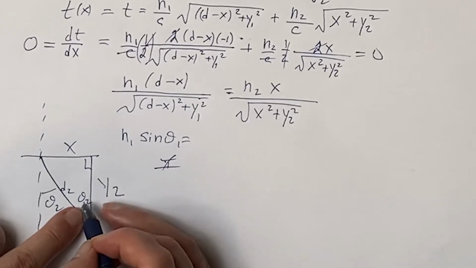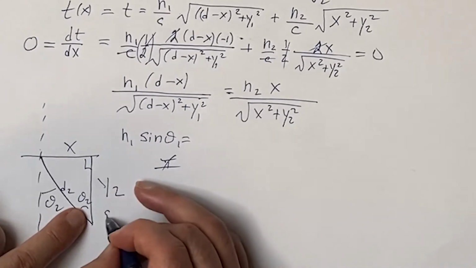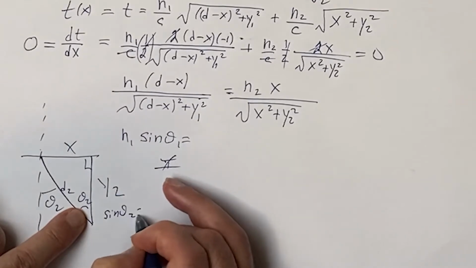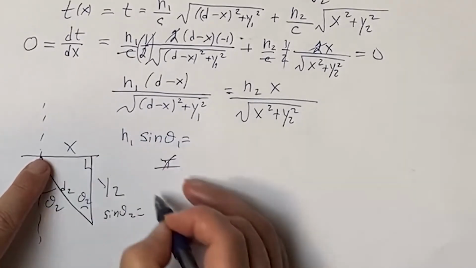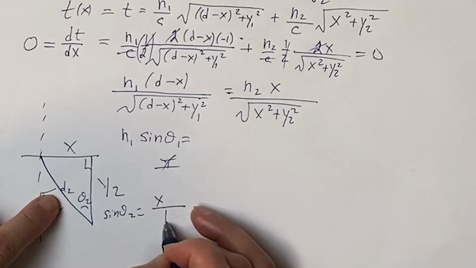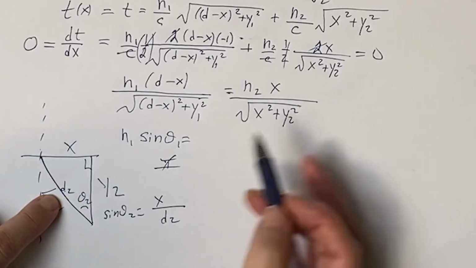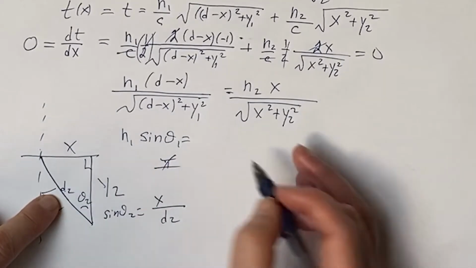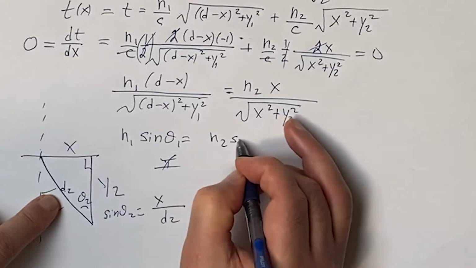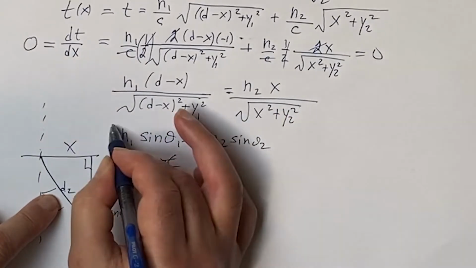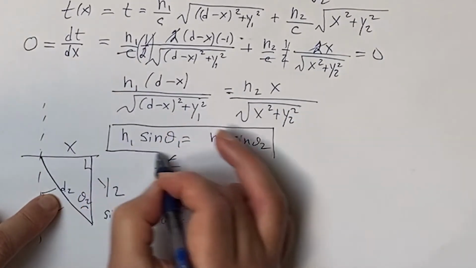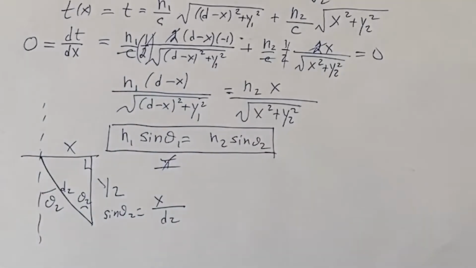So if you want the sine of theta 2, you're going to go with the opposite, the x, over the d2. But this is the d2. It's the square root of x squared plus y2 squared. So we're done. We're finished. We got it. We have the derivation, which is Snell's law, the famous result.